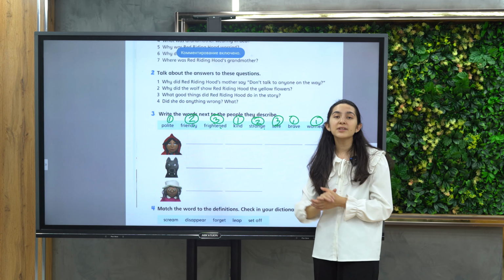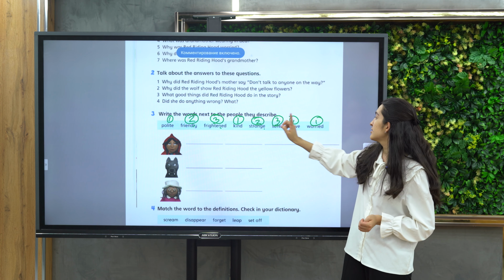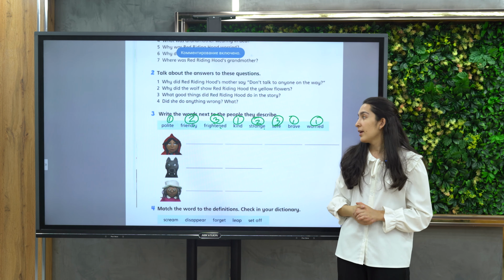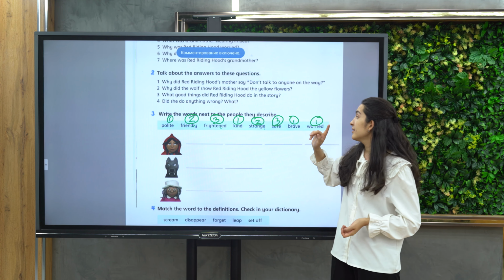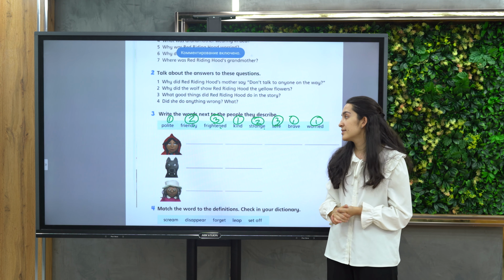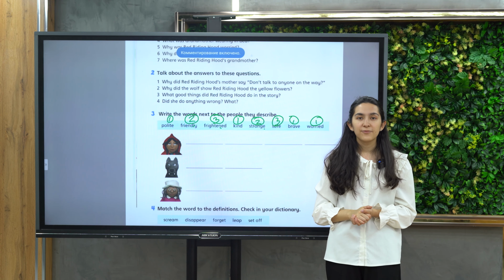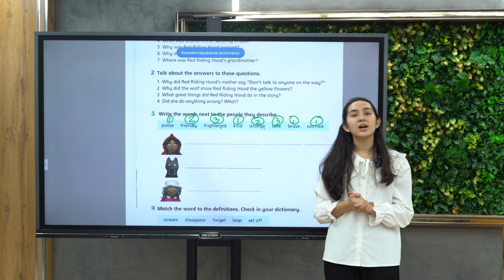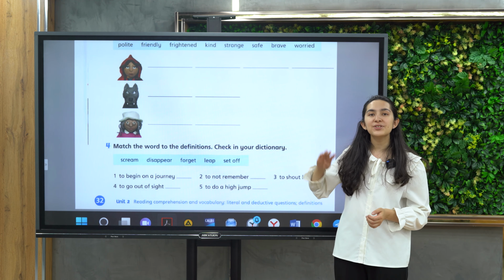So the first one is Red Riding Hood, and we can say that she is polite, kind, brave and worried. Next, second, the wolf. The wolf is friendly, but he is also strange. And the third one is the grandmother. She is frightened and she is safe. So that's it for our reading part. Now we move to our speaking part. We described all the people.